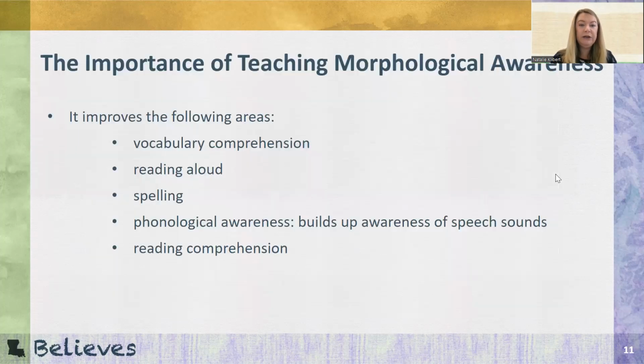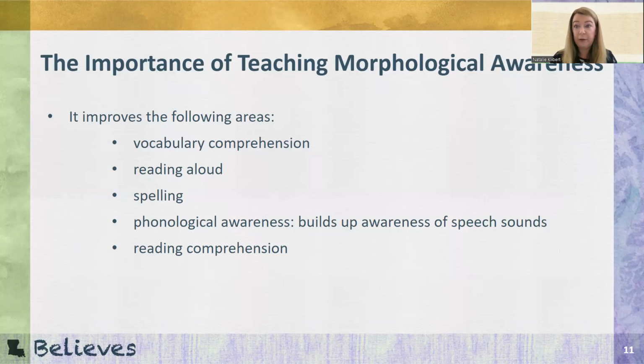Okay, so the importance of teaching morphological awareness. It improves all these different things: vocabulary comprehension, their ability to read aloud, their ability to spell, and phonological awareness, which builds up awareness of speech sounds. And if you have students in your room who have dyslexia or any kind of processing issues, they struggle because their phonological awareness is not as developed as somebody who doesn't have that.